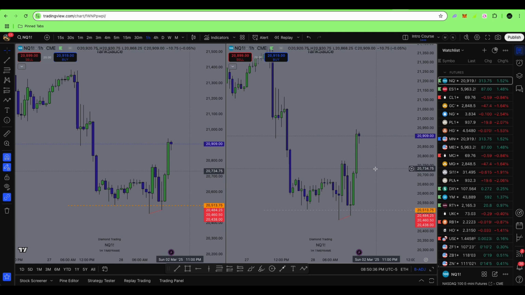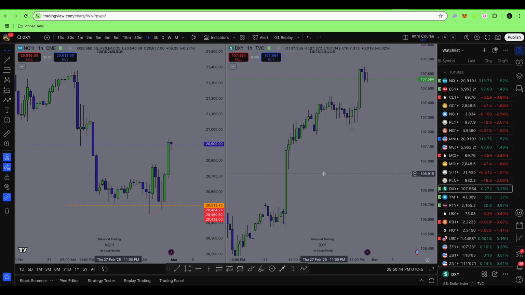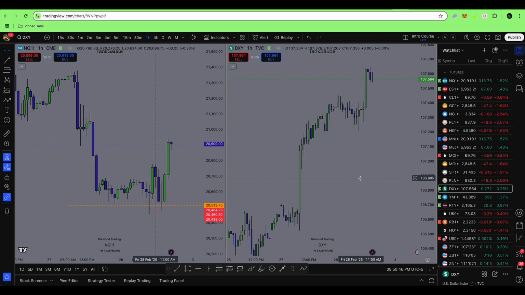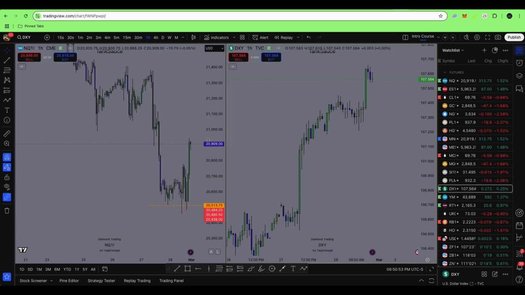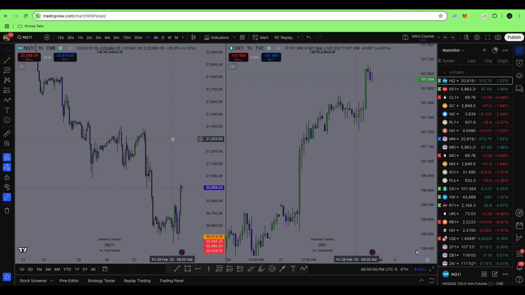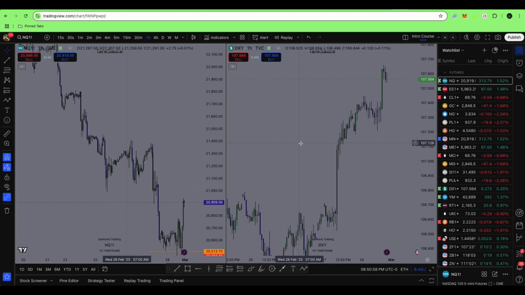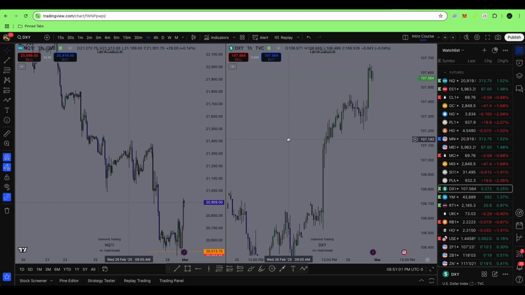If we have correlated assets, we're also going to have inversely correlated assets. So this one is called DXY, or this is the dollar index. See if we hover over this, it should pop it up. There you go, the US dollar index. So while the US dollar index is going up, NQ is coming down. That's what we want to see. So that's another correlation. However, these two are inversely correlated.